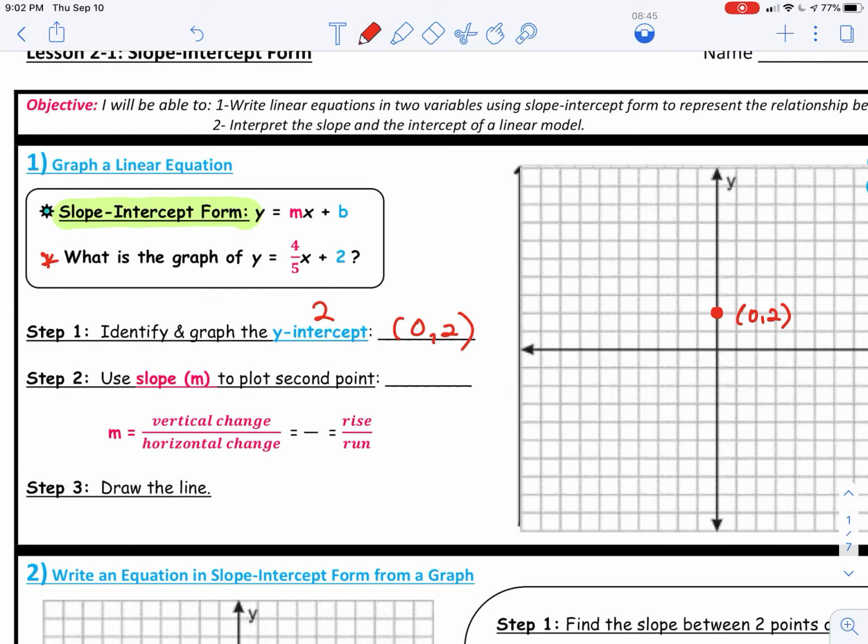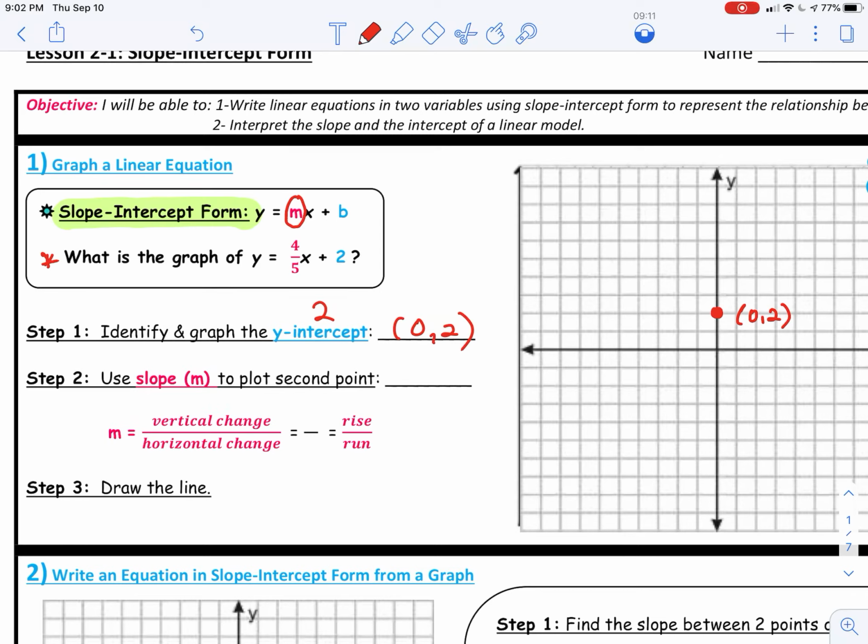Step 2, we're going to use the slope to plot the second point. In the format y equals mx plus b, the slope is always m. Always. Okay, this is going to be a universal form that you're going to use for many years to come. Eventually you're going to know that y equals mx plus b. It's just something you're going to know.